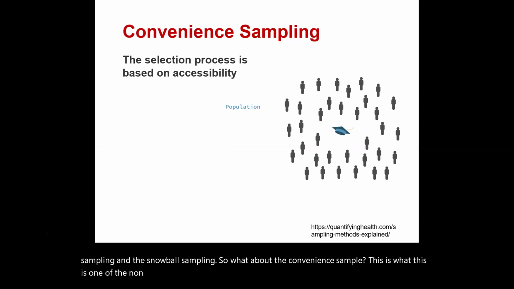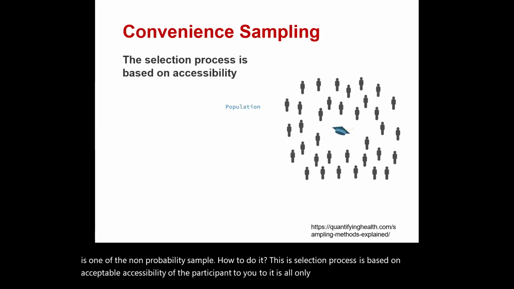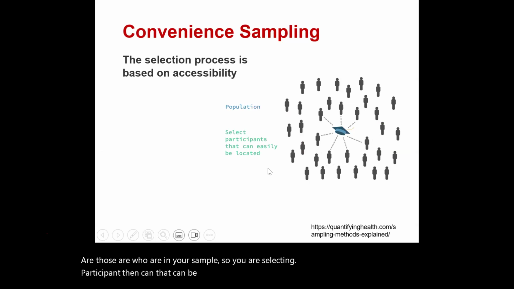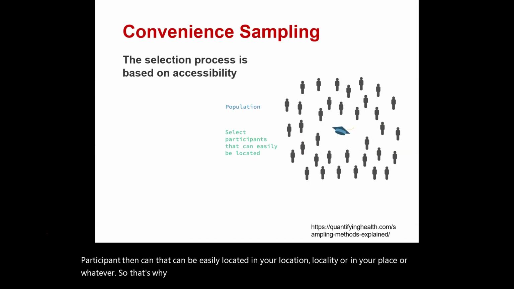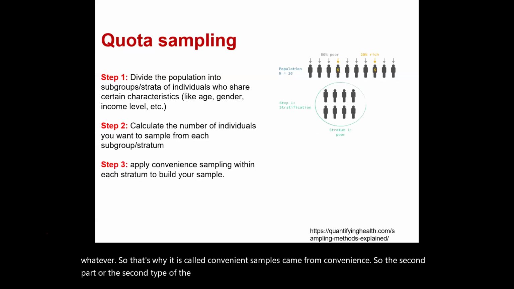How to do it? This selection process is based on accessibility of the participant to you. It only depends on the accessibility. The people who you can access are those who are in your sample. So you are selecting participants that can be easily located in your locality or in your place or whatever. So that's why it is called convenience sample. It came from convenience. So the second type of the non-probability sample is the quota sample.